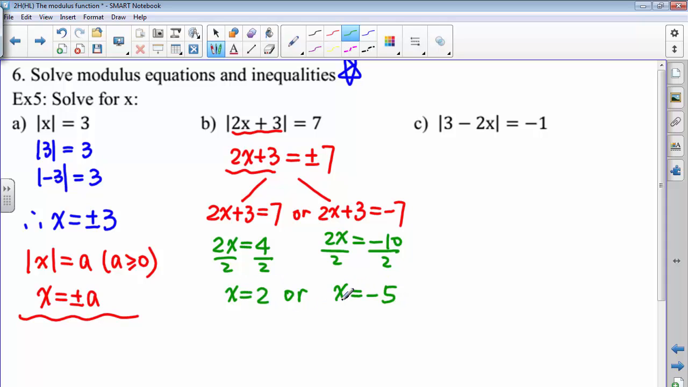You can plug both of these two solutions into this modulus equation. Both of these two values can make this equation true.